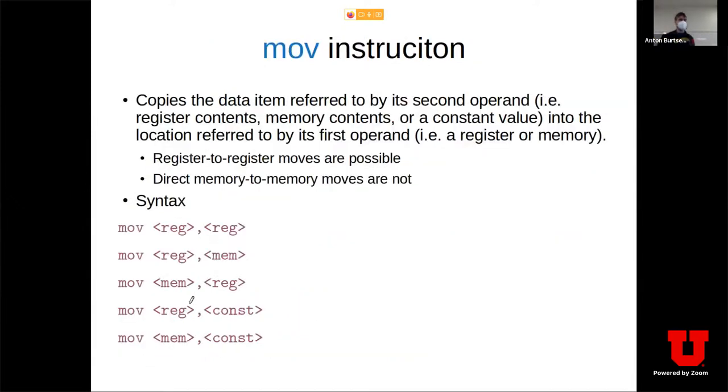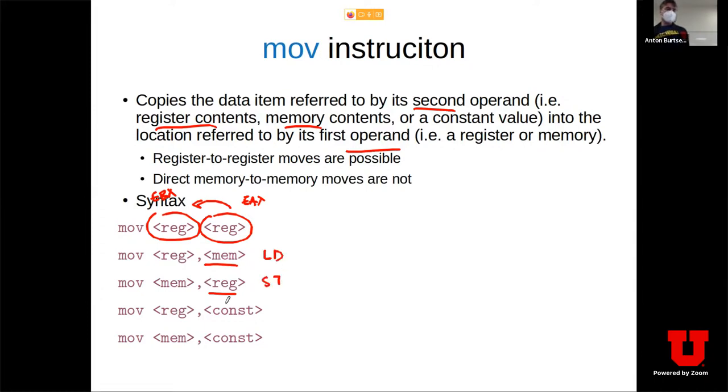Okay, let's take a look at how the syntax looks. The first instruction is mov. It copies the data item referred to by its second operand, which might be a register, a memory location, or a constant, into the location referred to by its first operand. So it moves from here to here in this syntax. It can be register to register, so you can write something like mov from EAX to EBX. It can be from memory to register, and from register back to memory. So this is effectively a load, and this is a store. You can move a constant into a register, or you can move a constant into memory.